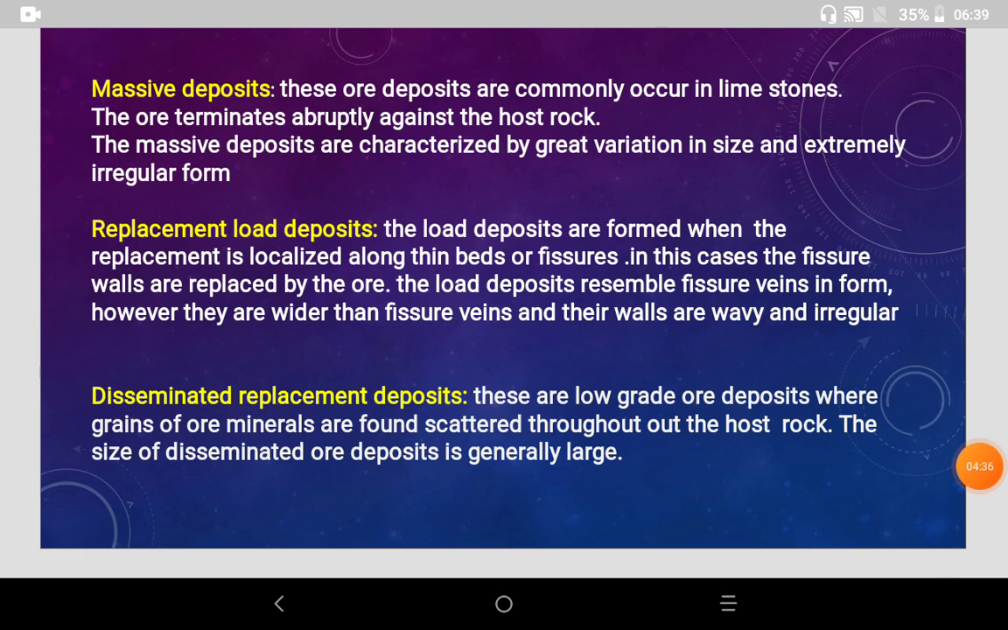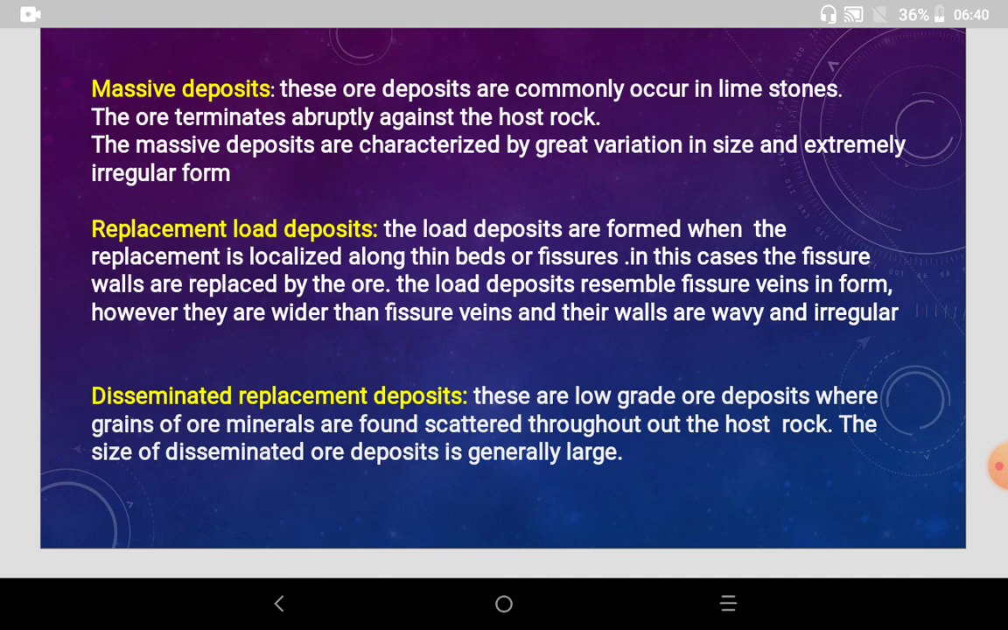The first type of replacement deposits is massive deposits. What are massive deposits? Massive replacement ore deposits commonly occur in limestones. They mostly occur in limestones. The ore terminates abruptly against the host rock. The massive deposits are characterized by great variations in size and extremely irregular form.